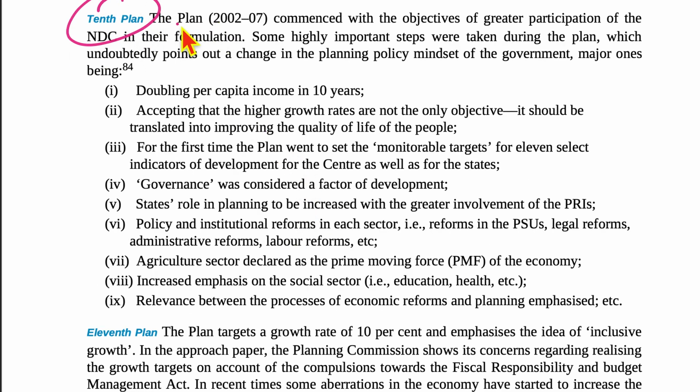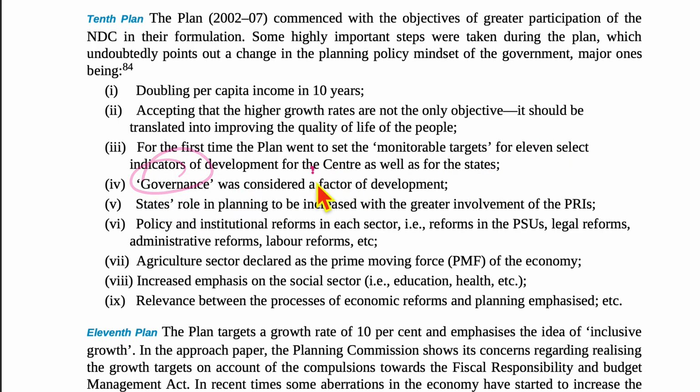Now, the 10th plan, the plan of 2002 to 2007, commenced with the objective of greater participation of the NDC in its formulation. Some highly important steps were taken during the plan, which undoubtedly point out a change in the planning process mindset of the government. Major ones being doubling per capita income in 10 years, accepting that higher growth rates are not the only objective. It should be translated into improving the quality of life of people. For the first time, the plan went on to set monitorable targets for 11 select indicators of development for the center as well as for the states.